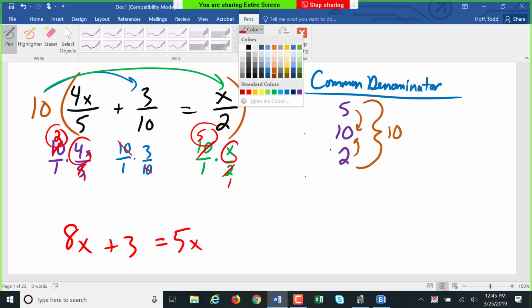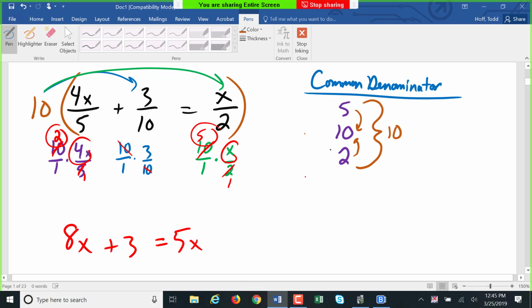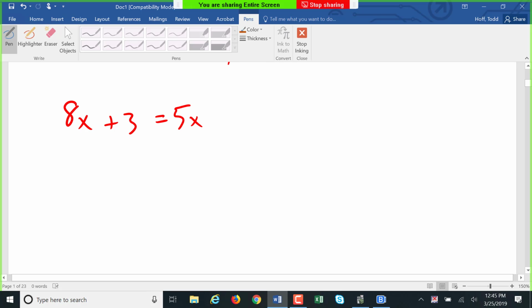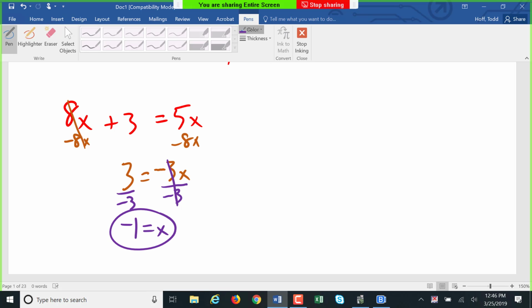And now I simply have to solve this. Normally, since I have an x on each side, I would get rid of the smaller one. I could still do that here, but that would leave me with 0 on the right side over here. So I'm going to get rid of the 8x over here, subtracting 8x. I got 3 equals, what's 5x minus 8x? Negative 3x. And finally, we'll divide by negative 3 to get negative 1 equals x. What do you think? Not so bad? Better than a sharp stick in the eye?